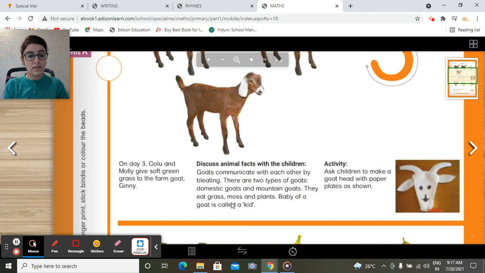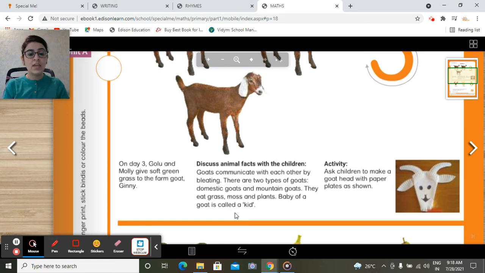They eat grass, moss, and plants. Okay. Some are there on the mountains and some are domestic goats जो आप घर पे रखते हैं. कुछ लोग घर पे रखते हैं. They eat grass, moss and plants. What does the goat eat? The goat eats grass, moss and green plants.